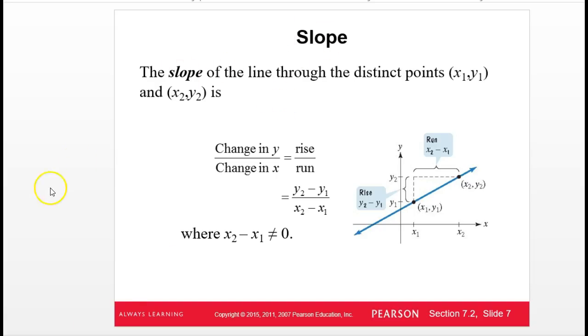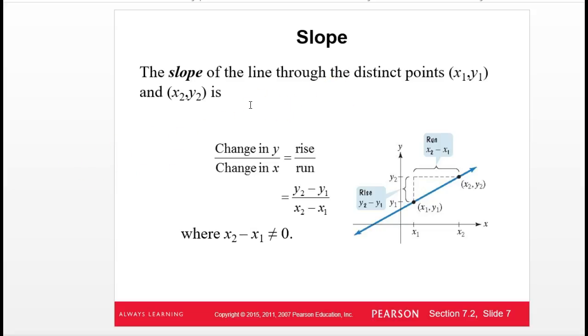Alright, a big important topic in linear equations, especially graphing linear equations, is the idea of slope. So slope is the change in y divided by the change in x. You probably know it as rise over run. That's what they teach you in middle school and high school when you first see slope.